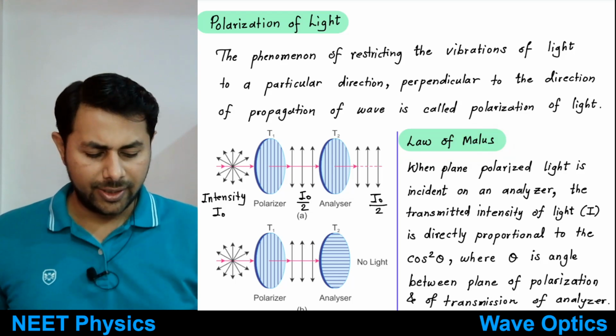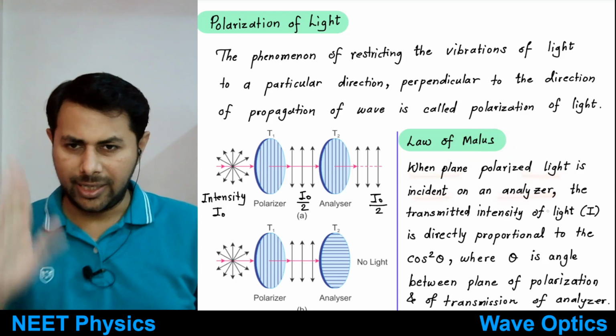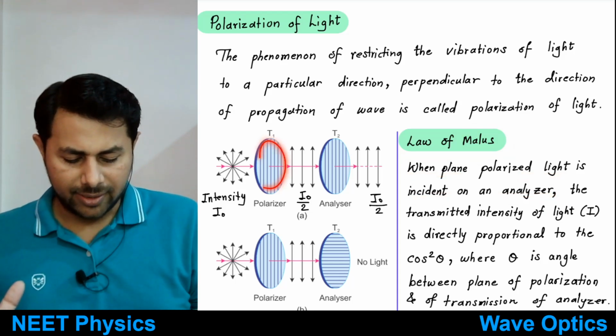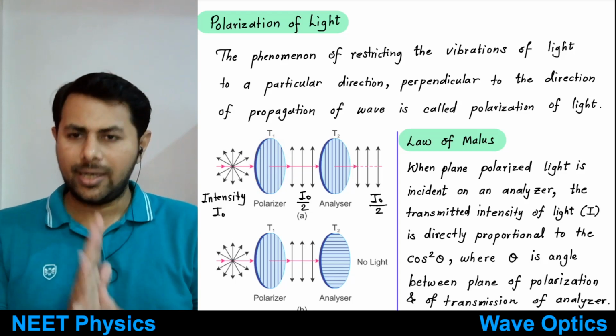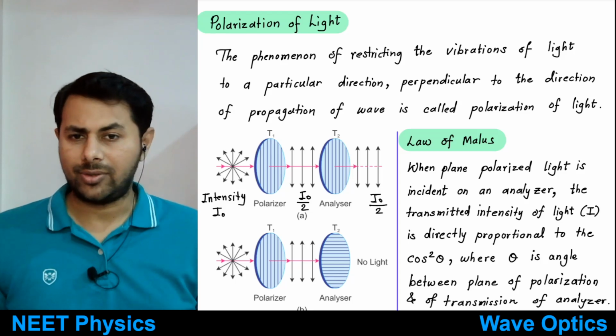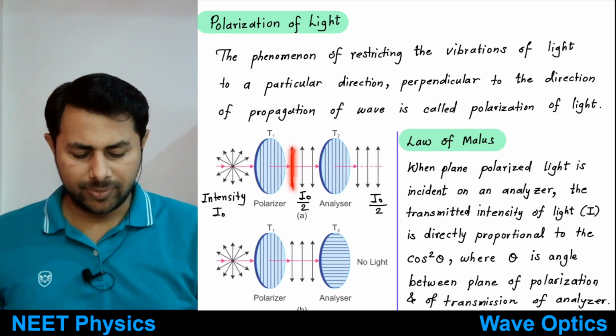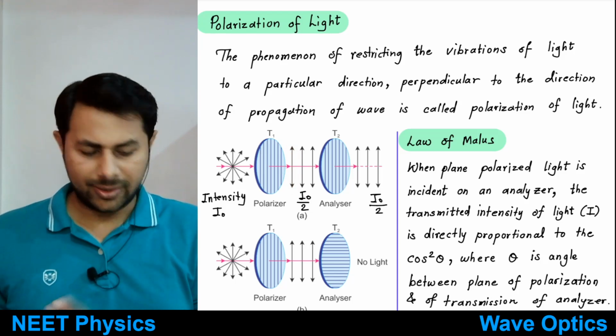Let's understand it. When plane polarized light is incident on an analyzer... the light that comes out of the polarizer is called plane polarized light, because the electric field can oscillate in only one plane, perpendicular to the direction of propagation. This is polarized in that plane, plane polarized light.